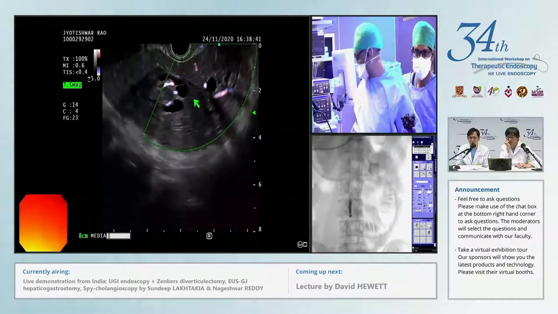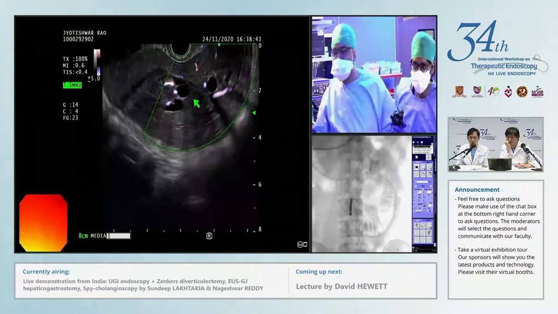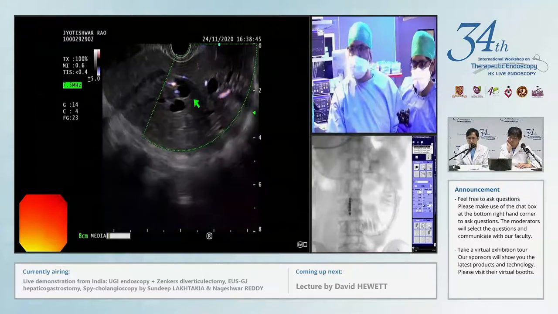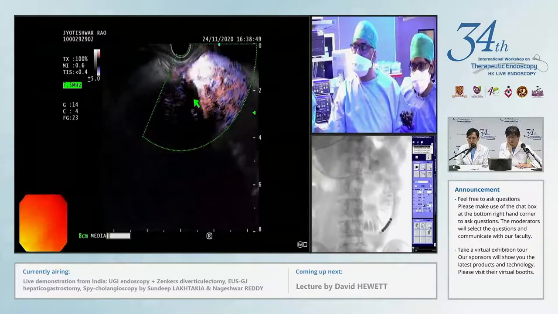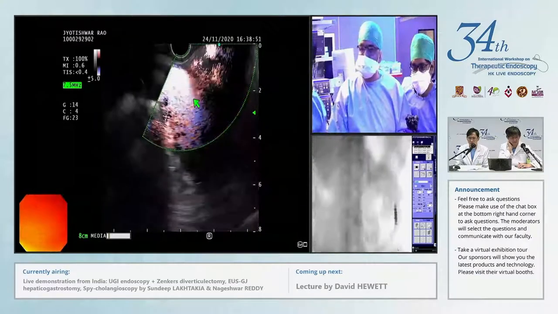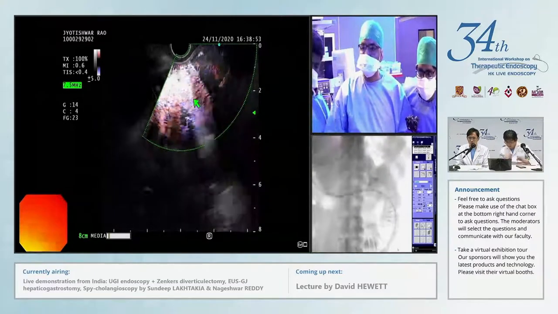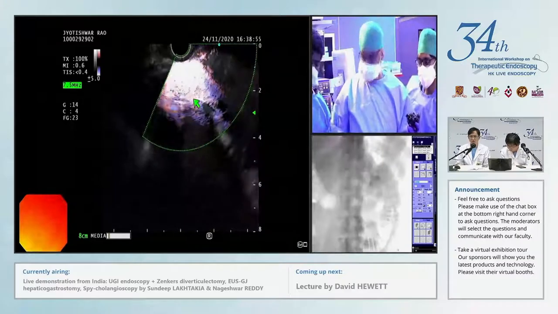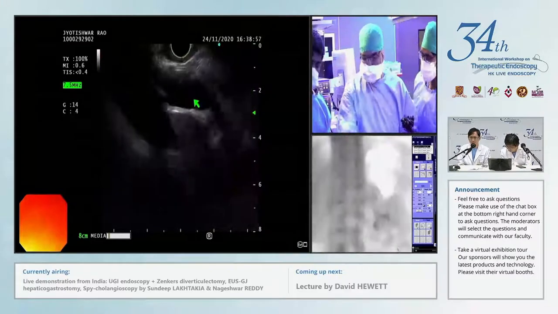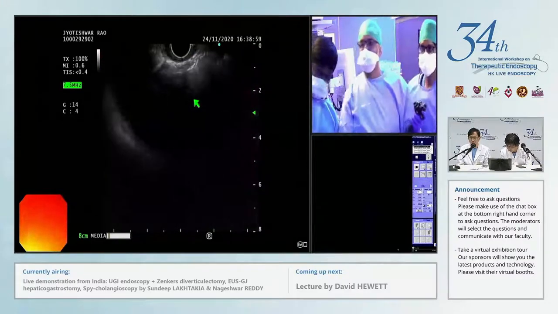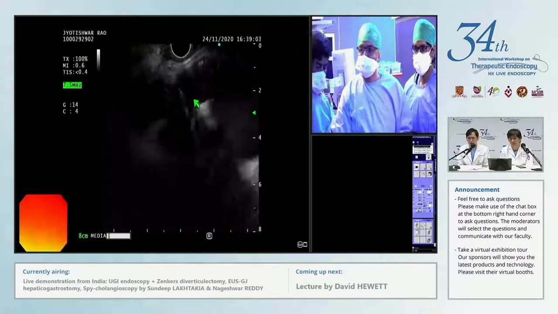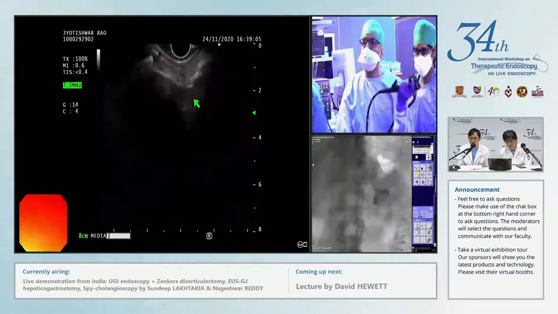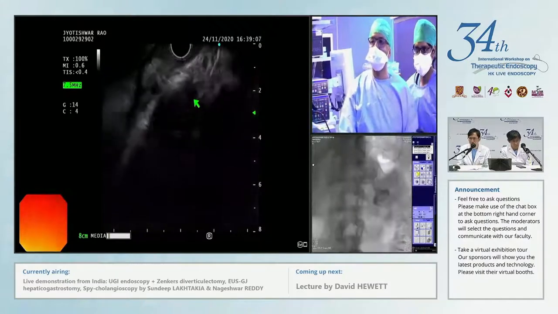So on fluoro, you can appreciate that both the balloons are deflated. So now we can pull it out. Now we are pulling out the EPAS balloon. Under the fluoro, now we can remove everything, both EPAS and overtube. That's the final position of the stent of the Axios between the stomach and the jejunum.